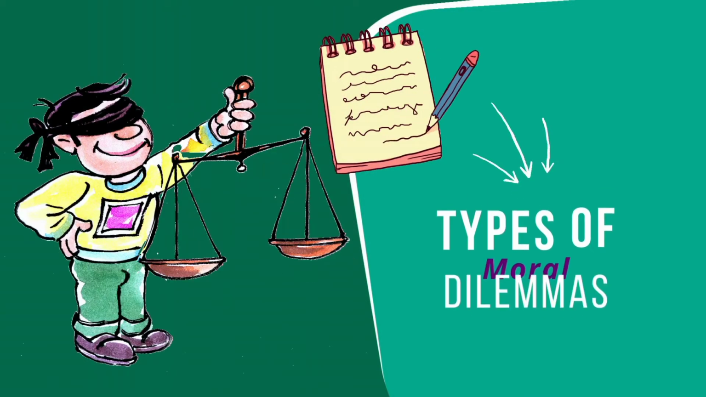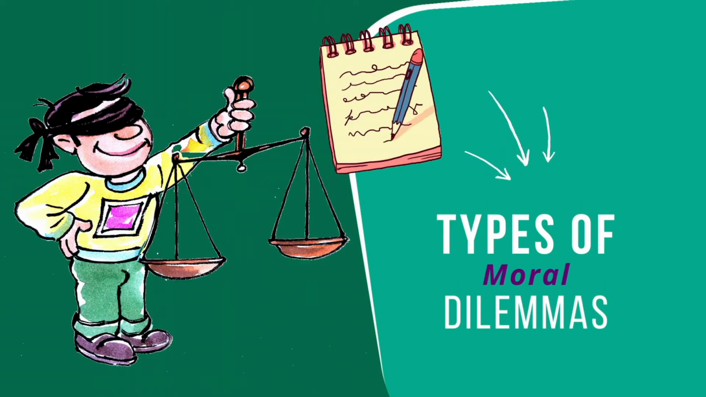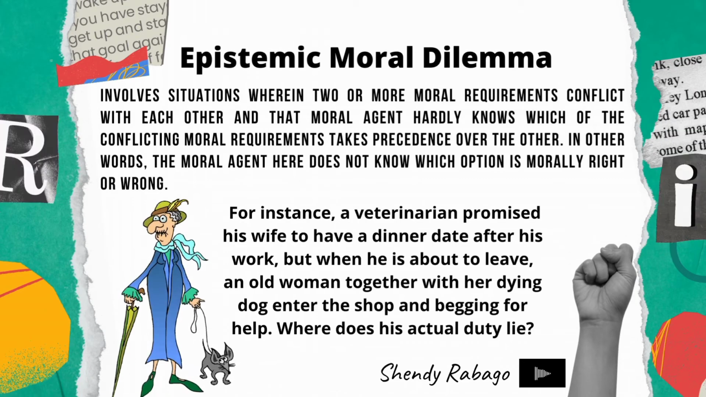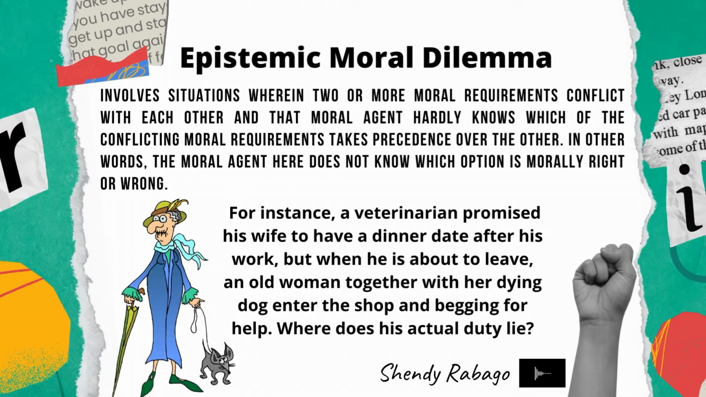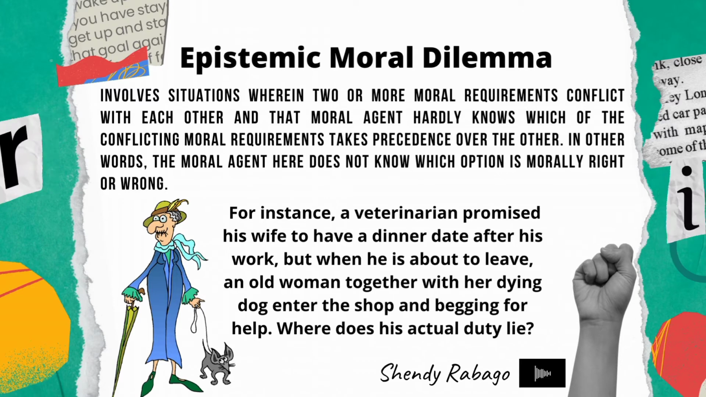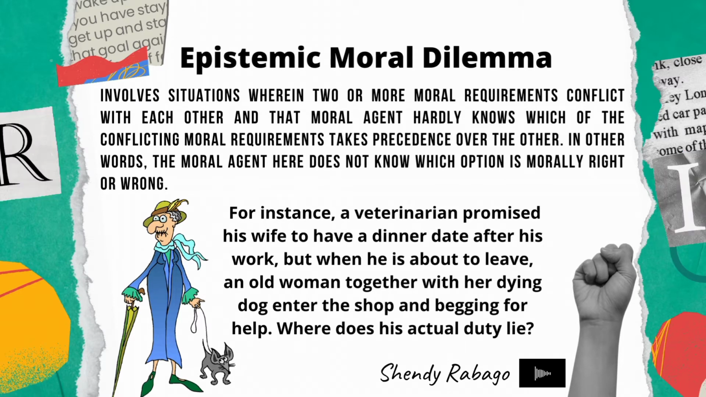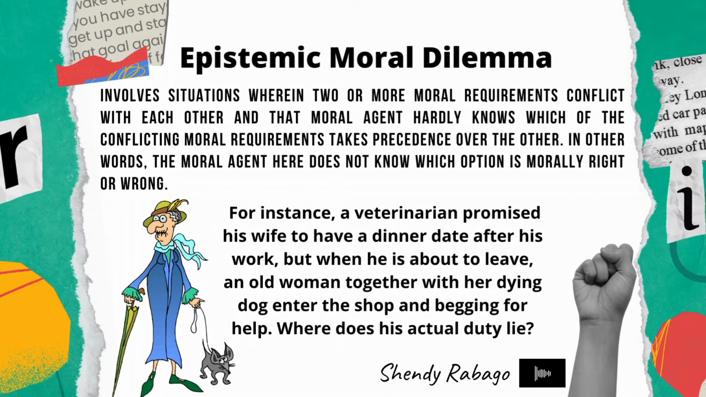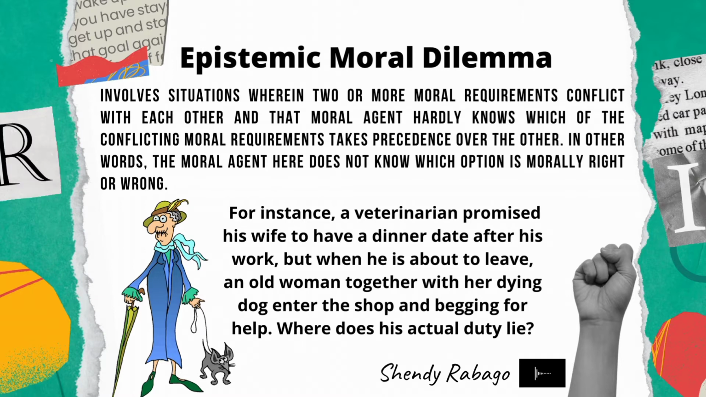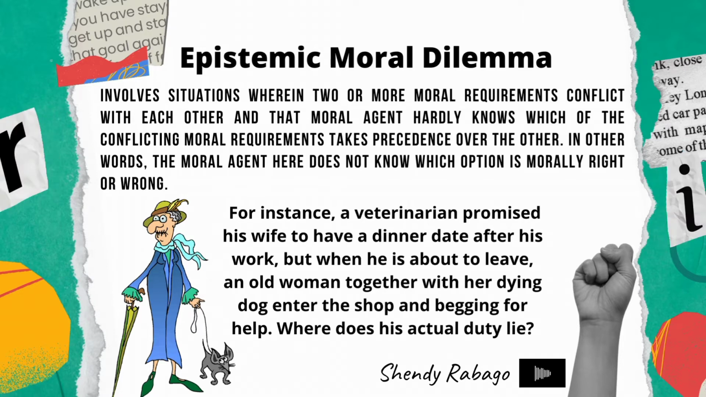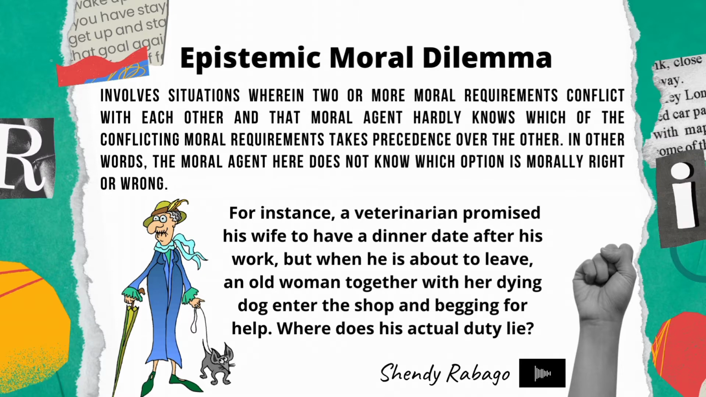Today, we will discuss the different types of moral dilemmas. First is the epistemic moral dilemma. It involves situations wherein two or more moral requirements conflict with each other and the moral agent hardly knows which of the conflicting moral requirements takes precedence over the other. In other words, the moral agent here does not know which option is morally right or wrong.